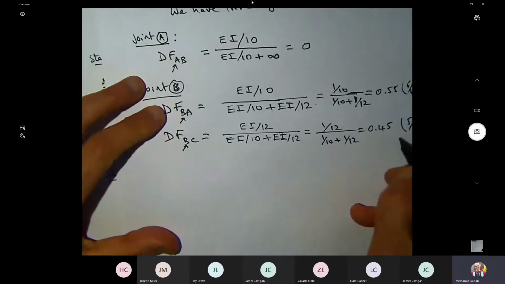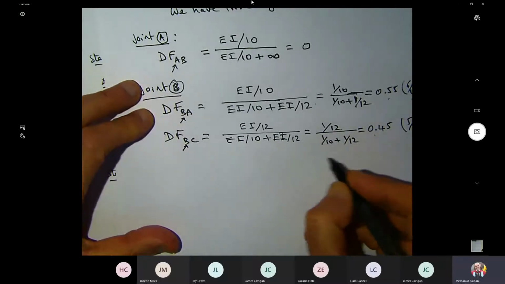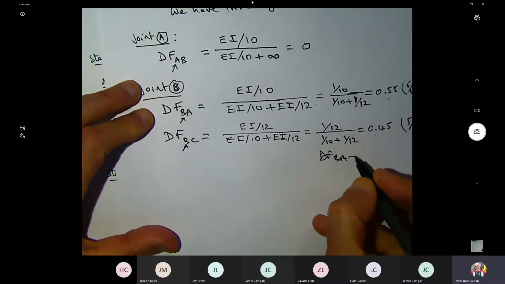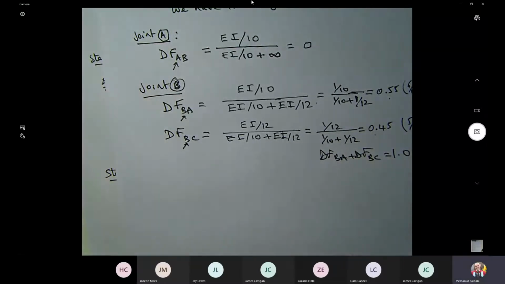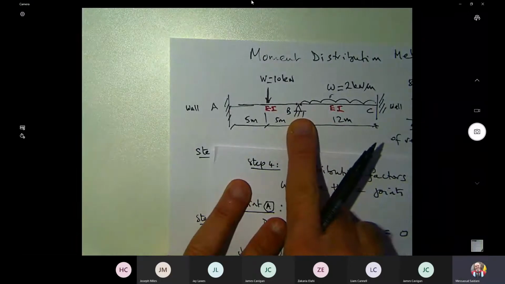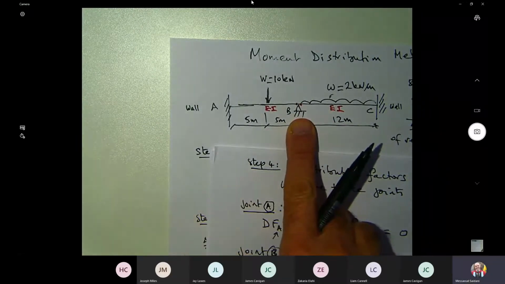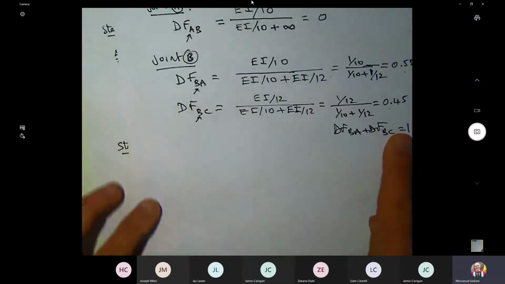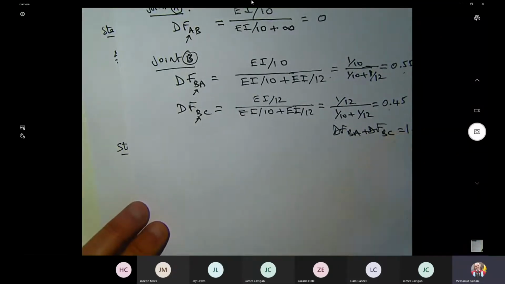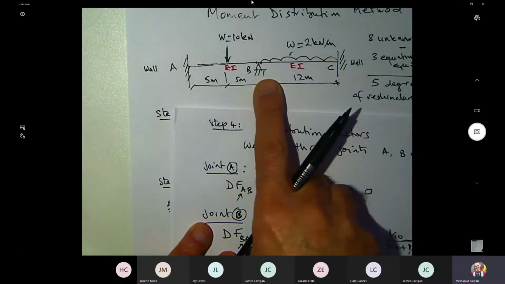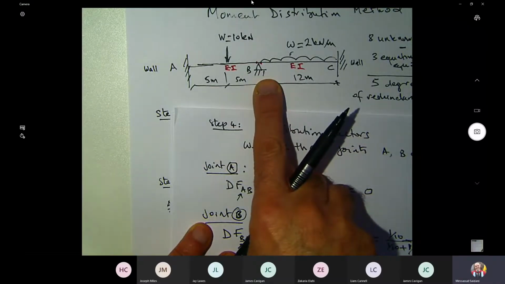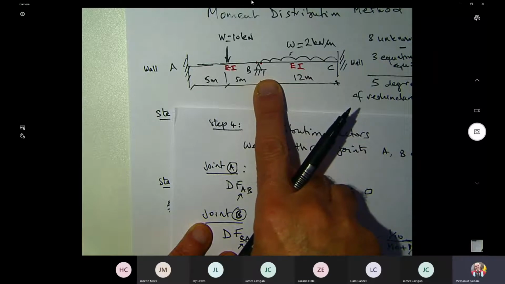So here, we've got these two: DFBA plus DFBC is 1. Remember this. When you have intermediate joints like this, it is always the case that the sum of the distribution factors at that joint will always be equal to 1. Always. So that's a very good way to check your answer.